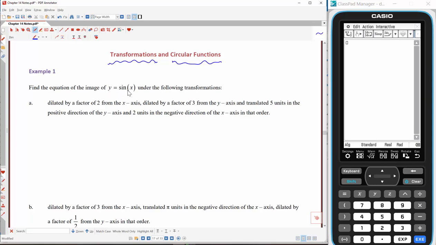Find the equation of the image of y equals sine x under the following transformation. It's been dilated by a factor of 2 from the x-axis. So dilations from x change y. Dilated by a factor of 3 from the y-axis. Dilations from y change x. Translated 5 units in the positive direction of the y-axis. Not plus. 2y plus 5. And 2 units in the negative direction of the x-axis, in that order.